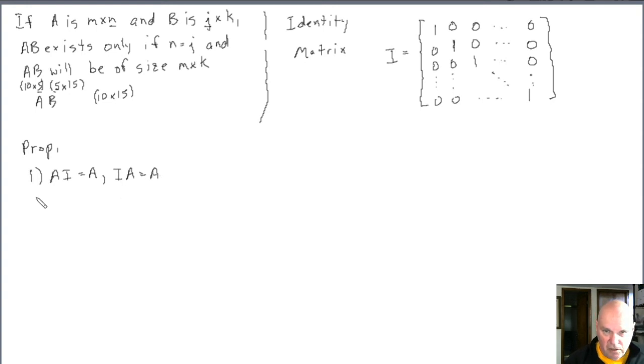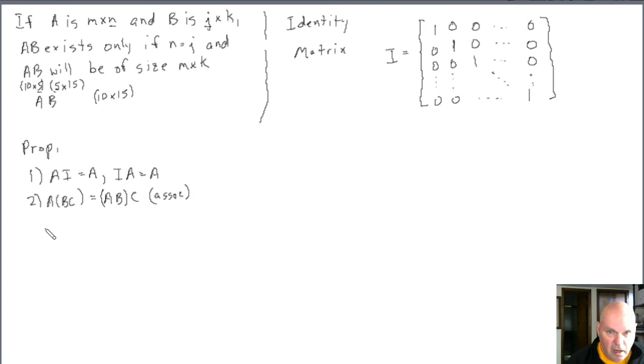So this is one property. A second property is that matrix multiplication is associative. Here we're talking about a triple product of matrices. A times BC would be the same as if we formed the AB product first and then multiplied that by C. This would be the associative property of matrix multiplication.